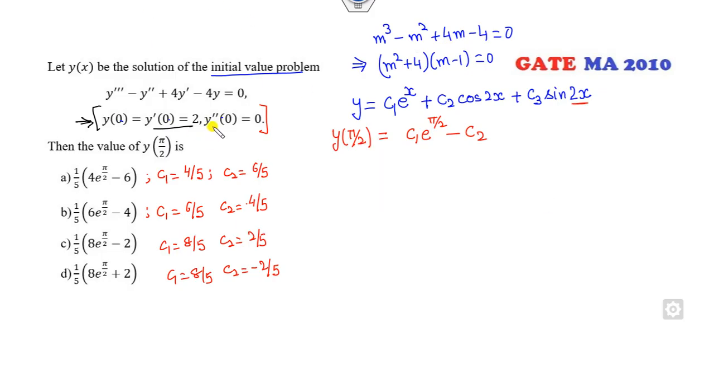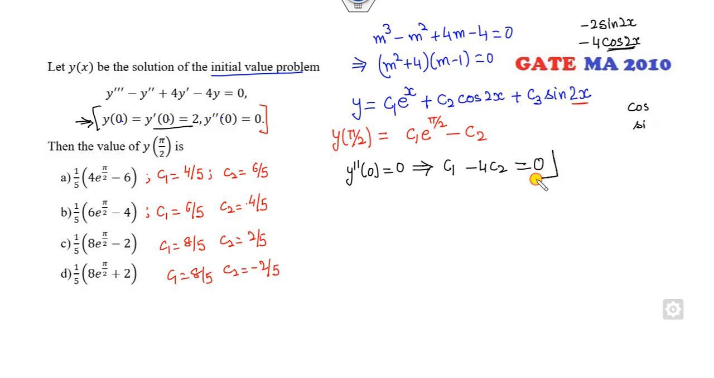I can check the y double dash. What is the second derivative of this? Y double dash of 0. What is the first derivative? Minus 2 sine 2x. Second derivative is minus 4 cos 2x. At x equals 0, it's minus 4c2. For the other term, the first derivative will be cos, the second will be sine, which will be 0. So this value is here.